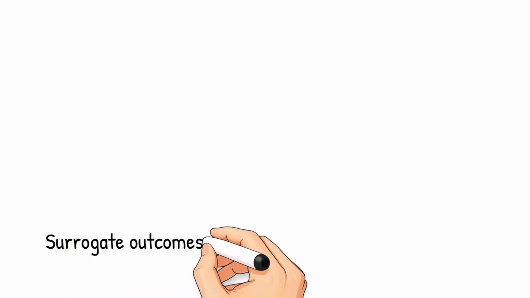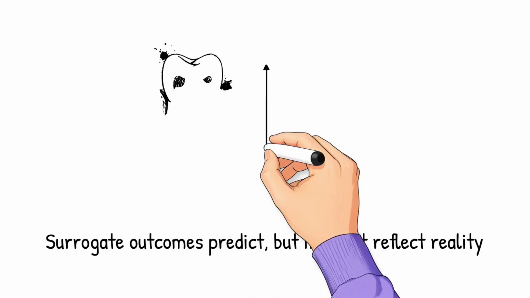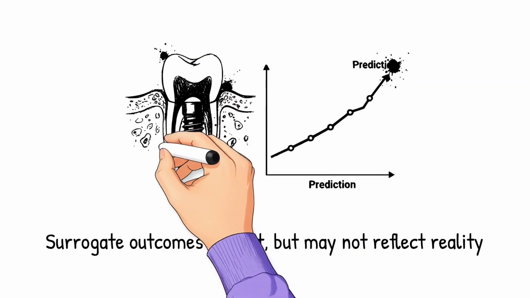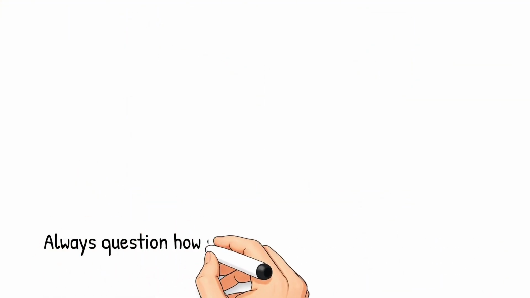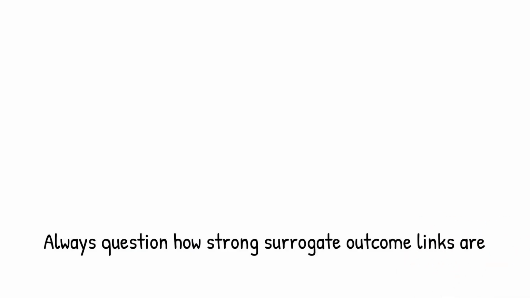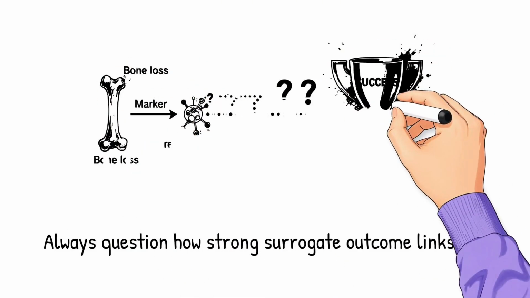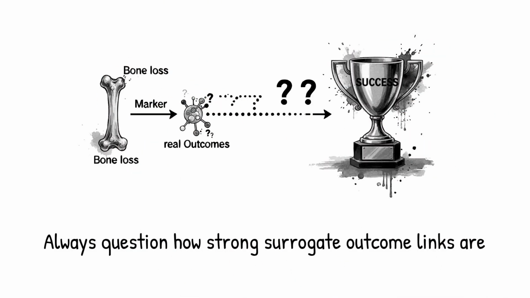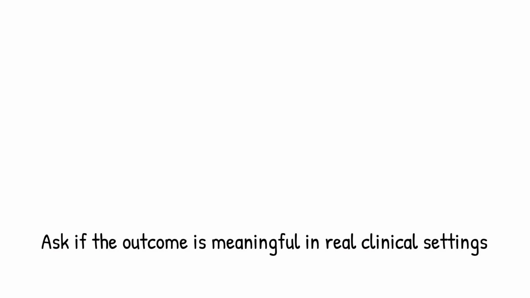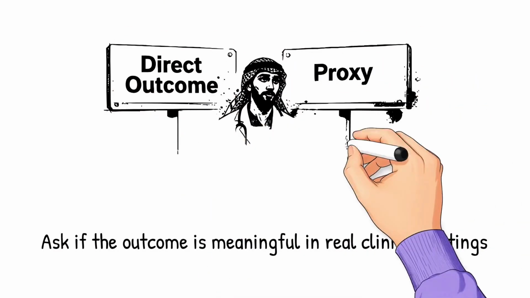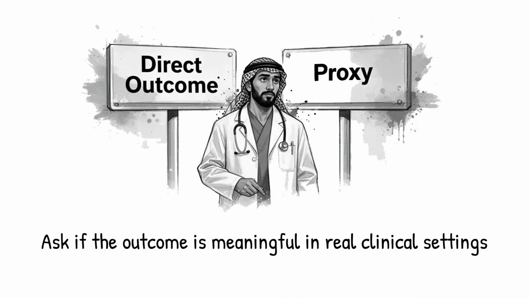And some outcomes are surrogate. They are not the final result we care about, but a marker that may predict it. Marginal bone loss, for example, is used as a marker for long-term implant success. But the question is always, how strong is that link? A surrogate is only as good as the evidence connecting it to the real outcome. When you read what was measured, ask yourself, is this the outcome I actually care about clinically, or is it a proxy? And if it's a proxy, how confident are we that it reflects the real thing?